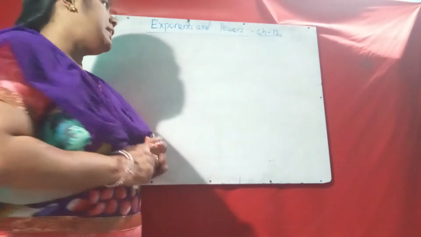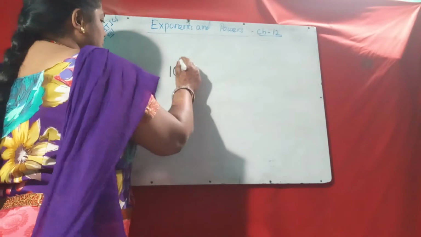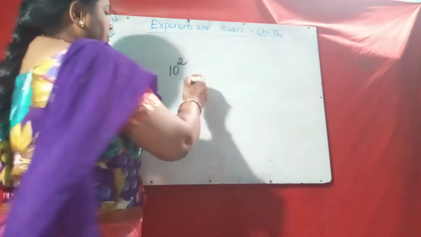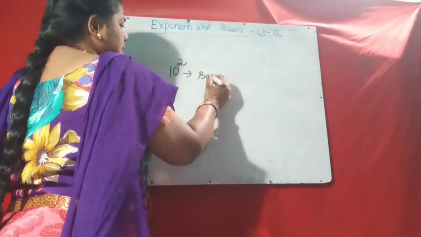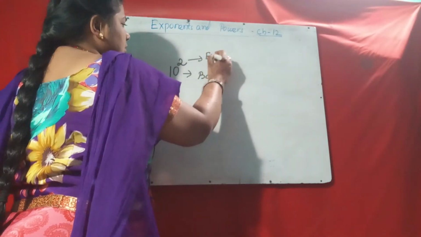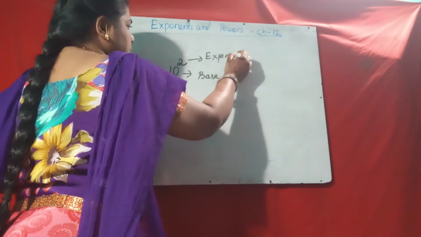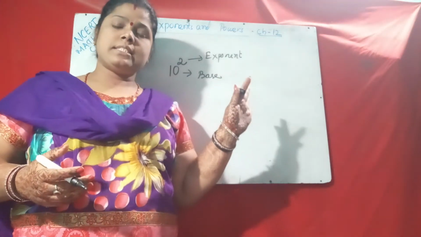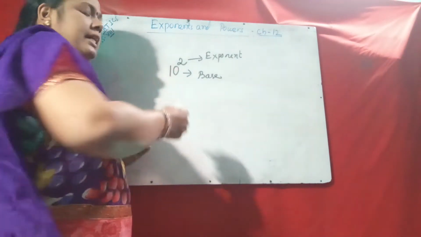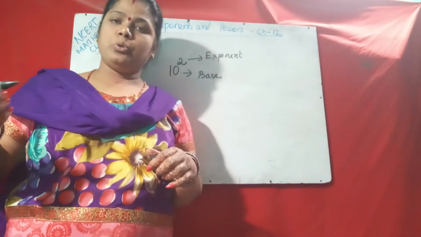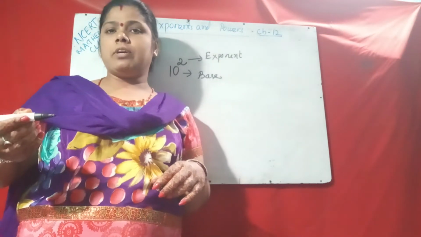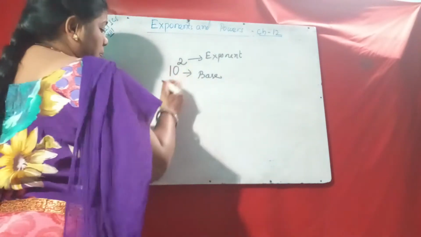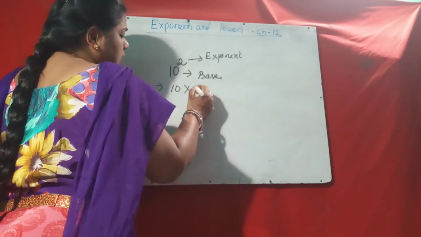If I write here 10 to the power 2 like this, 10 is the base and 2 is called the exponent. So what is the exponent? The exponent means the number of times. You read this term as 10 raised to 2, or 10 raised to the power 2. So what does it mean? 10 raised to the power 2 means 10 into 10.